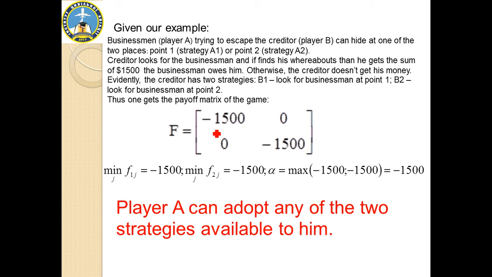We just apply the formula and the formal approach. So the businessman finds the minimum across each column, and it's minus 1500 in the second column. The maximum of these two minima is minus 1500, so this is a solution.